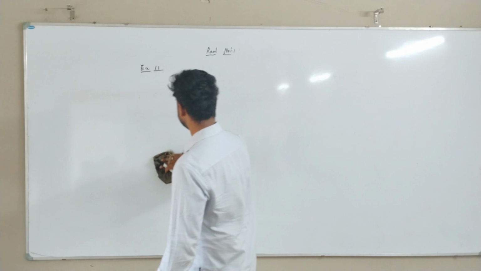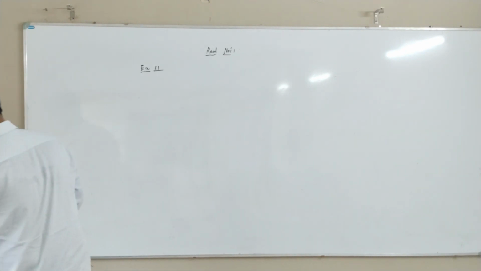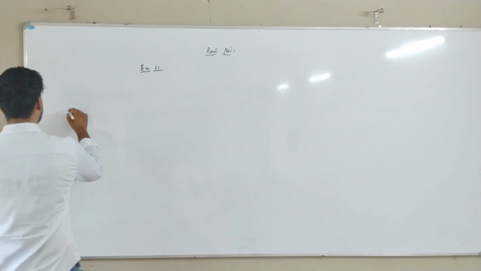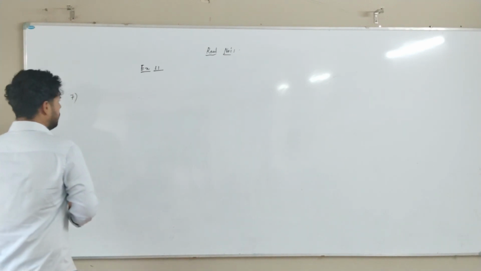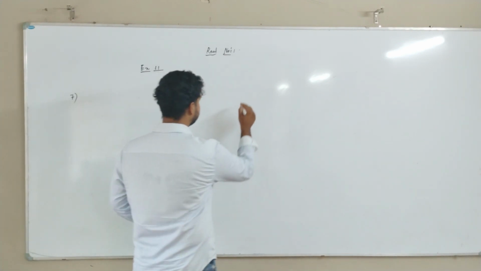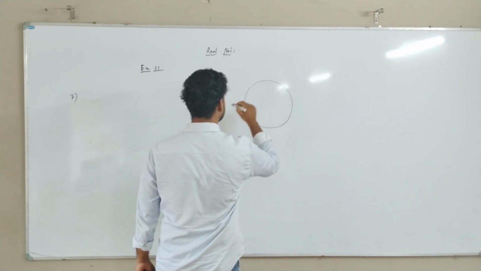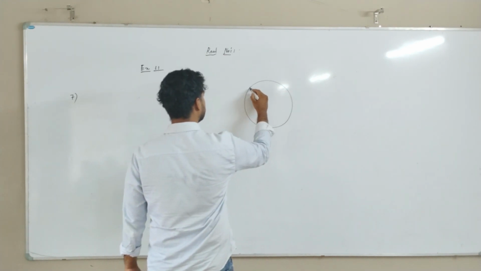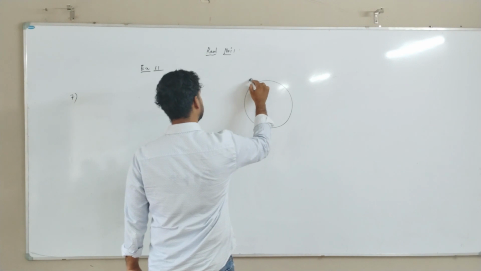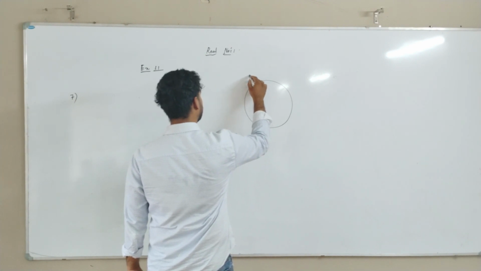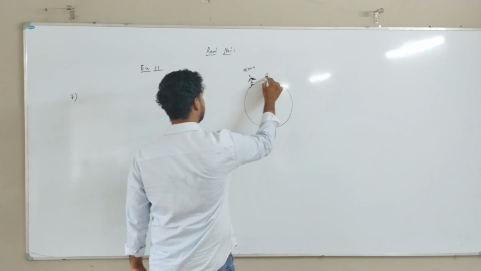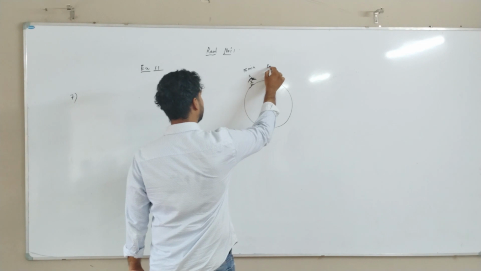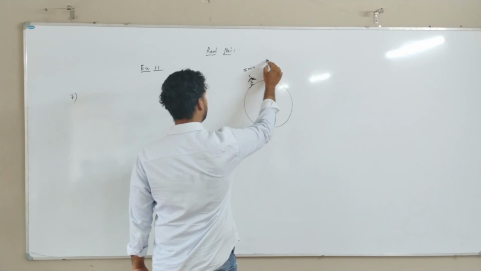Read next. There is a circular path around a sports field. Sonia takes 18 minutes to drive one round. See here, this is Sonia. She takes 18 minutes. And next there is Ravi. He will take 12 minutes.